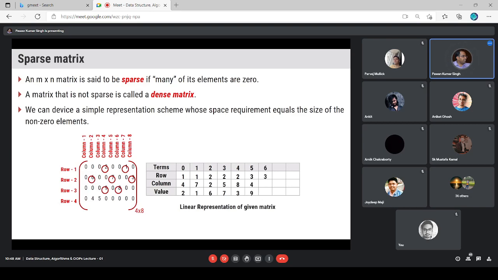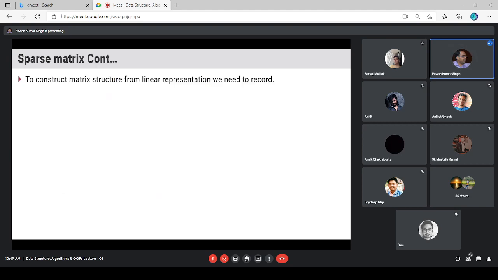Row number 3, column number 4, value is 9. Row number 3, column number 6, value is 8. Row number 4, column number 2, value is 4. And row number 4, column number 3, value is 5. So we can represent this matrix in a linear form.